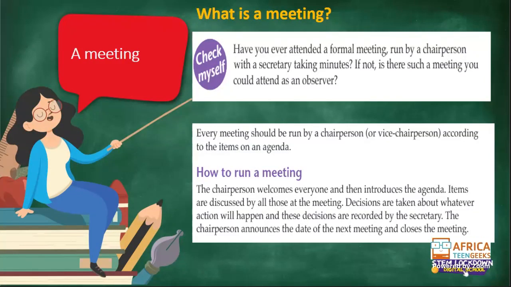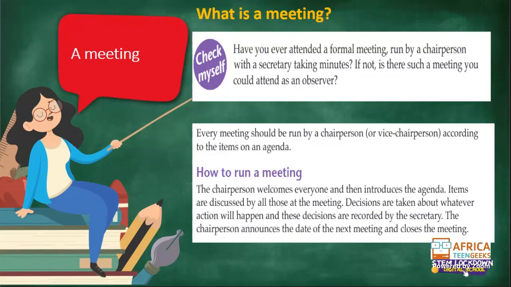Right. So how to run a meeting? The chairperson welcomes everyone, then introduces the agenda. Items are discussed by all those at the meeting. Decisions are taken about what actions will happen, and these decisions are recorded by the secretary. The chairperson announces the date of the next meeting and closes the meeting. So if you've ever attended a meeting before and you are not the secretary, you wouldn't realize that there's someone actually taking down minutes as the meeting is going on, right? So what happens is as people are talking, sharing their ideas, coming up with solutions, making decisions, the secretary writes down all of these details.